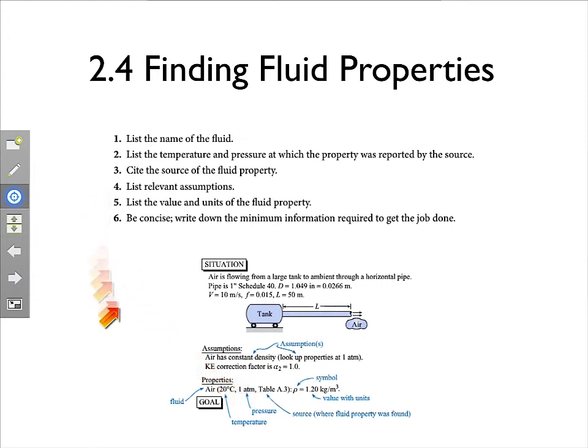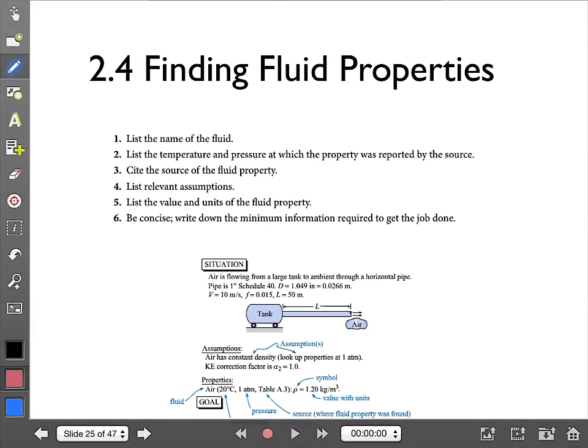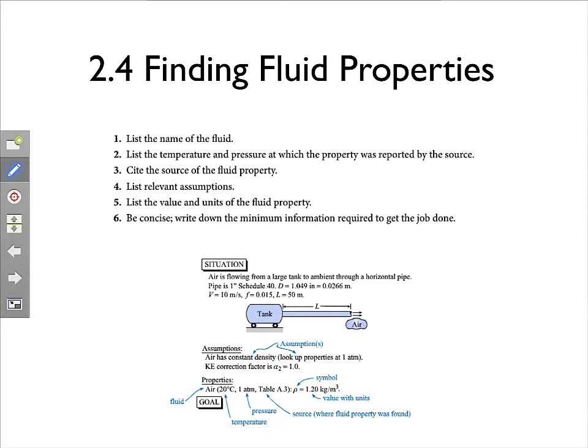List the relevant assumptions that went into it. The assumption is that the air has a constant density, and list the value and the units of the fluid property, which we have here. And be concise, write down the minimum information required to get the job done, but make sure that you document where you get things from. So what I'm saying is that it will be important for you to have information like this, minus the blue stuff in here, on your homework, so that we know where you got the information from.